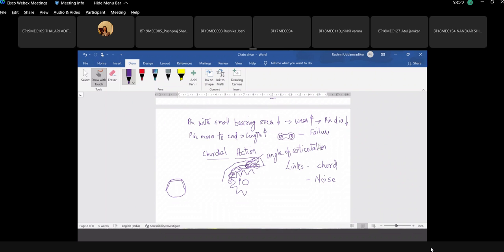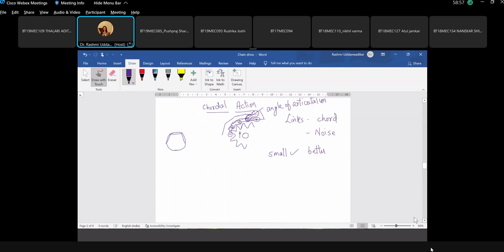So what should this angle of articulation be? Should it be small or large? This angle of articulation should be as small as possible. The smaller the better. This will reduce the chordal action, this will reduce the wear, and this would be better. Now the chordal action would be less, which depends upon the number of teeth.